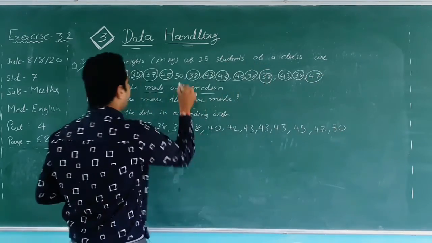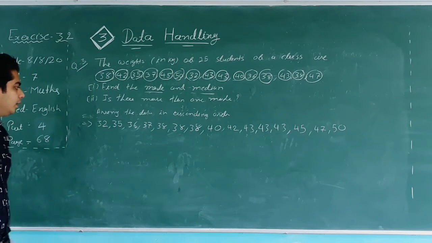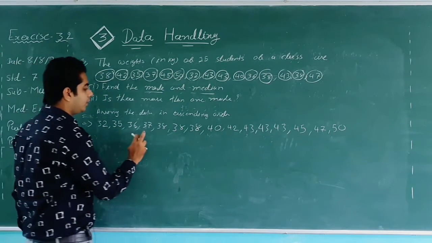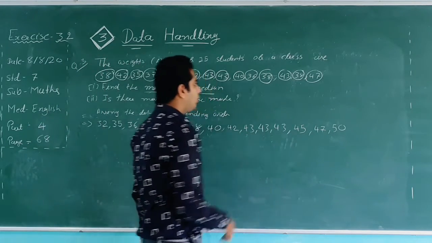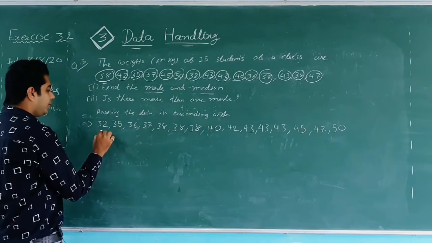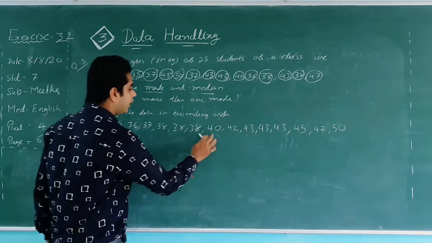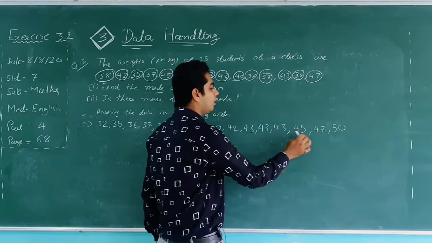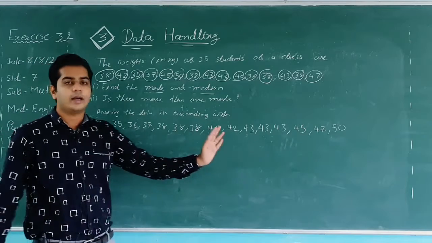So all the data taken and all the data arranged in ascending order. So यहाँ से देखो 32, 35, 36, 37, 38, then 40, 42, 43. So total data is how much? How many students are there? 15. So 15 data should be there. 1, 2, 3, 4, 5, 6, 7, 8, 9, 10, 11, 12, 13, 14 and 15 data is proper here, and it is already arranged in ascending order.